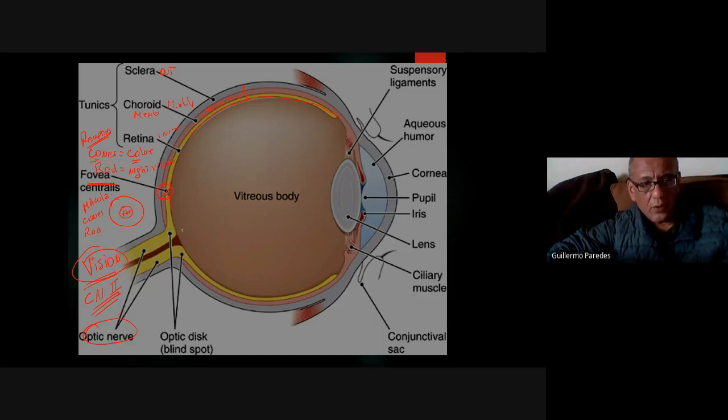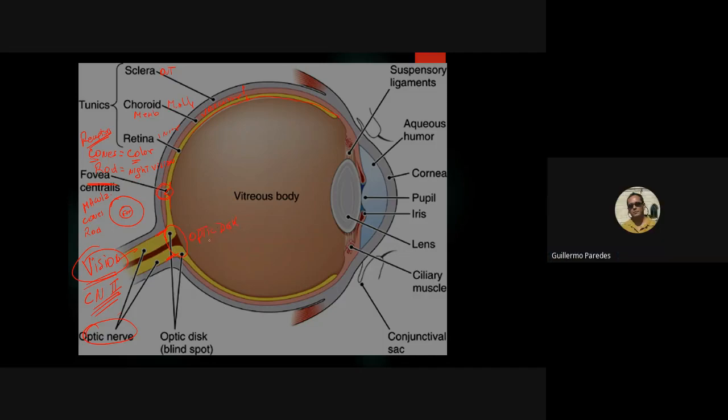Okay. So now, the entry of the optic nerve, that is for vision, is going to get into the eye. This area is called the optic disc. The optic disc. All right, so that is about the layers of the eye. So we already know that we have 3 layers: sclera, choroid, retina, and the details that we were talking about.